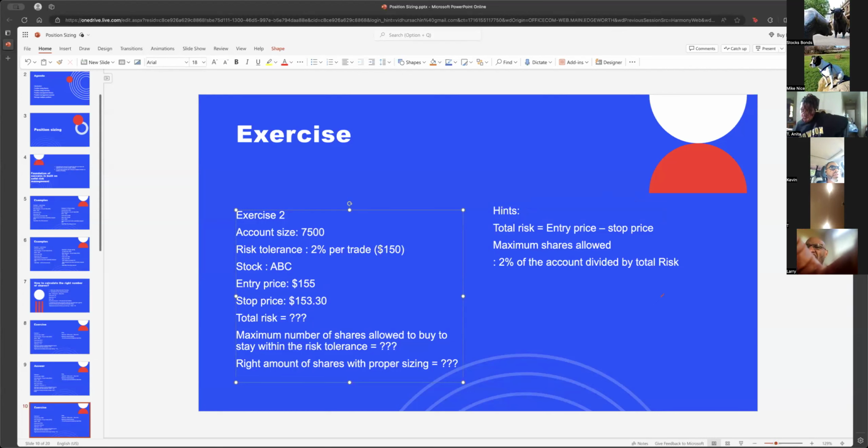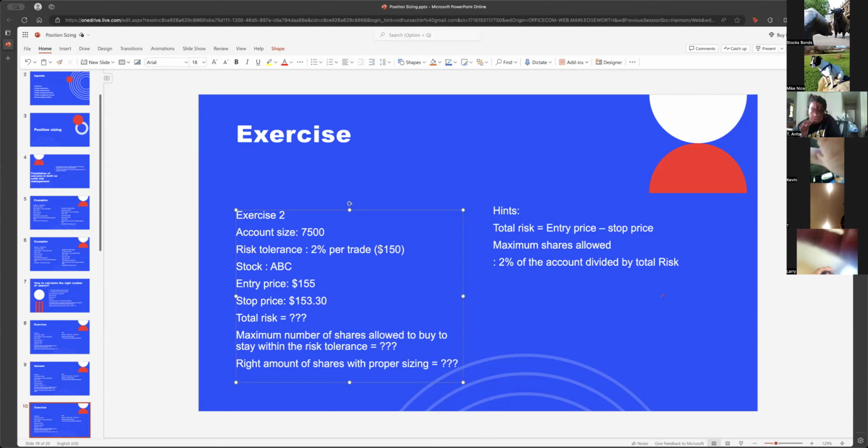But here's where the trick comes in. 88, correct. But again, what's your account size here? If you buy 88 shares, you won't have enough money to buy 88 shares in the first place. If you buy 88 shares, you need $13,640 in your portfolio. You don't have 13,640, you only have 7,500. How are you going to solve this? You guys understand the problem here, right?